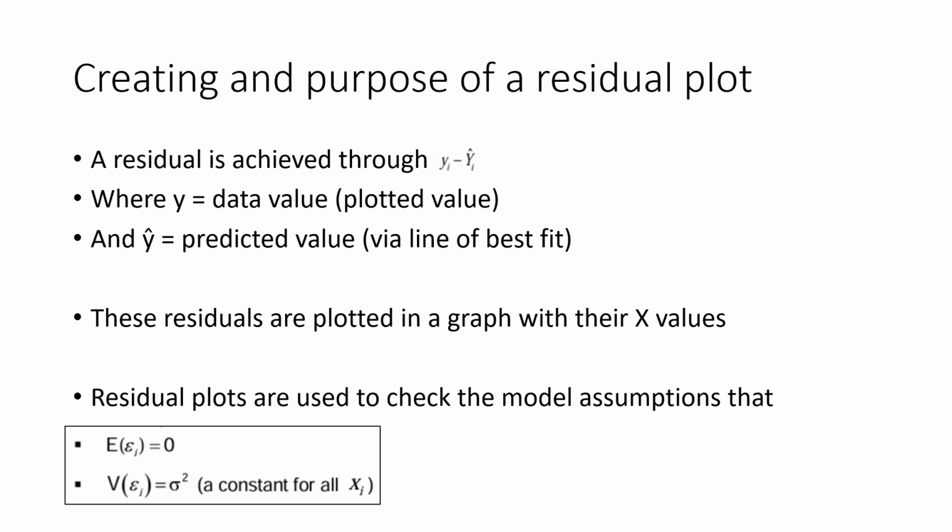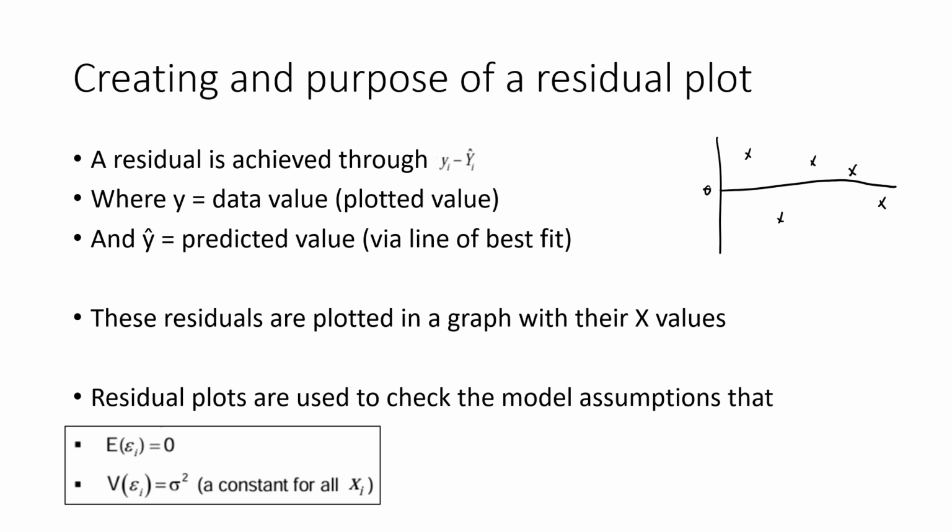Now we'll be looking at residual plots. As a bit of recap, a residual is achieved by taking away the predicted y value from the observed y value. This is where y and y bar come into place. Y bar is the predicted value, y is the actual observed plotted value. You can plot these in a graph, something like this, where 0 is here, and then you'll have marks on how far away or how over or underestimated your predicted values are compared to the observed values.